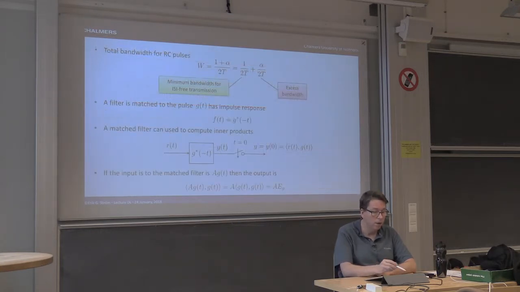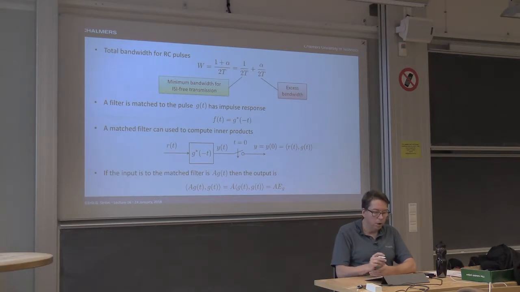Okay, so the total bandwidth for raised cosine pulses, W, is 1 plus alpha over 2T, just as we saw on the previous slide. So it's 1 over 2T, which is the minimum bandwidth which is required, and then there is some extra bandwidth, and this is sometimes called excess bandwidth. And of course, we want to make this as small as possible, but still maintain nice properties of the transmitter and receiver.